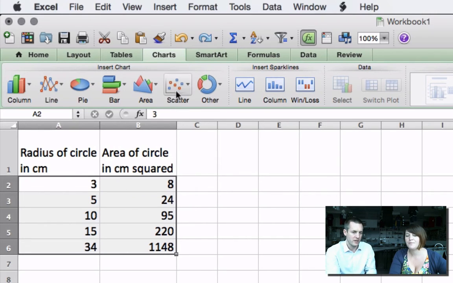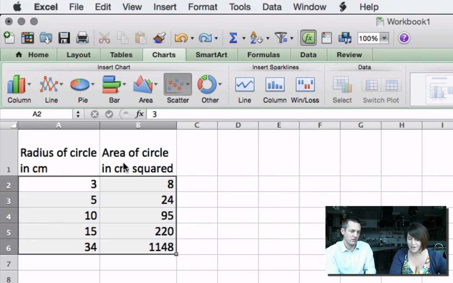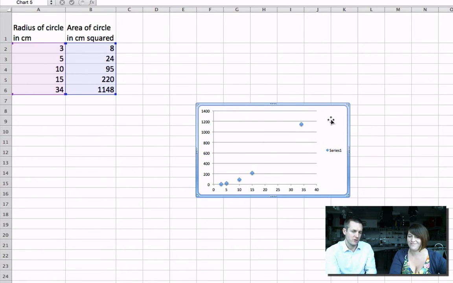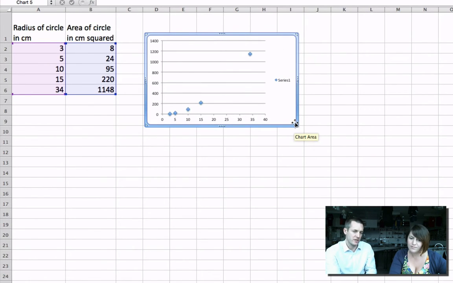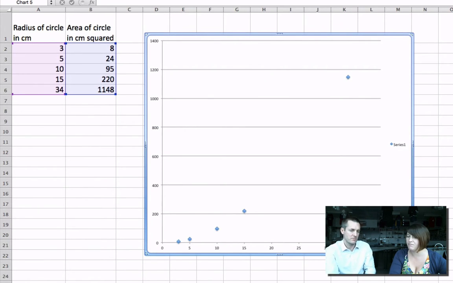Okay, and then nine times out of ten, when you're doing a graph in science, you're going to want a scatter graph. So we're going to go up here and we're going to choose a marked scatter. Right. So not a line graph. No. And then there's your graph, and you can stretch it out to be whatever size you want. Well, that's easy. So that's my graph done.